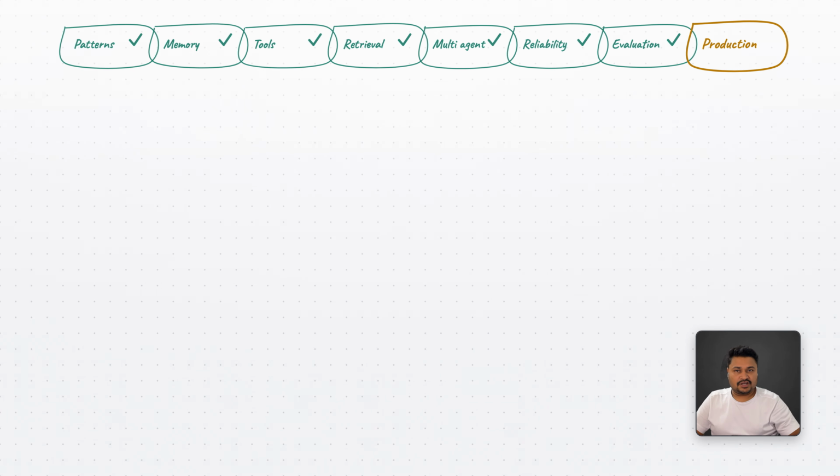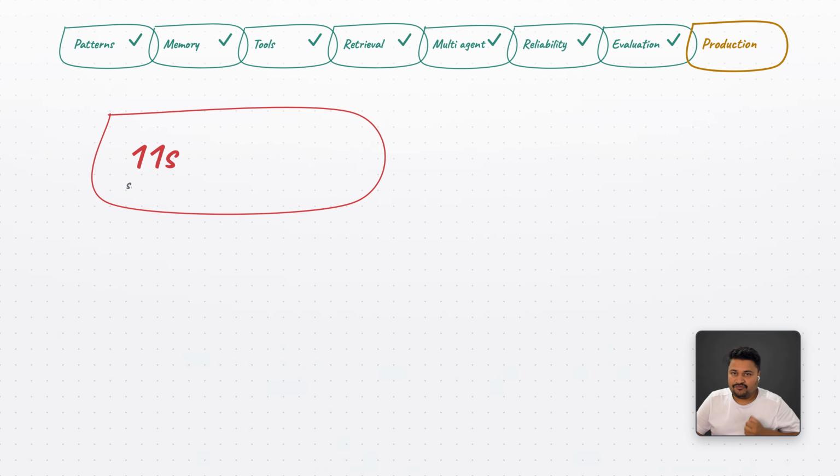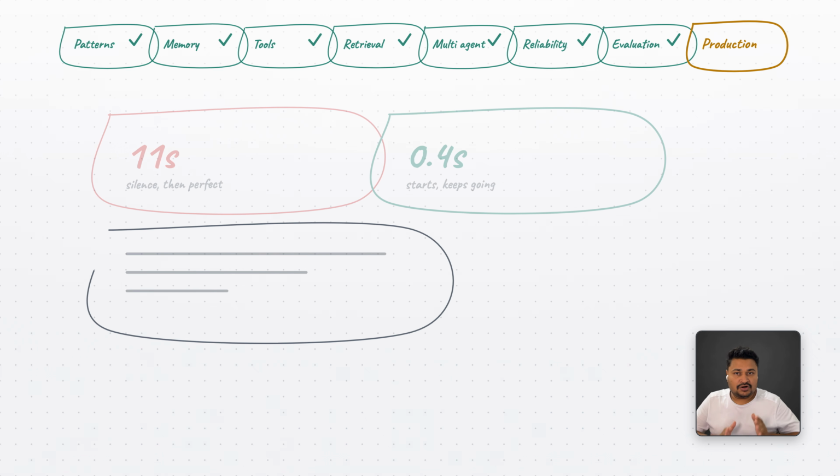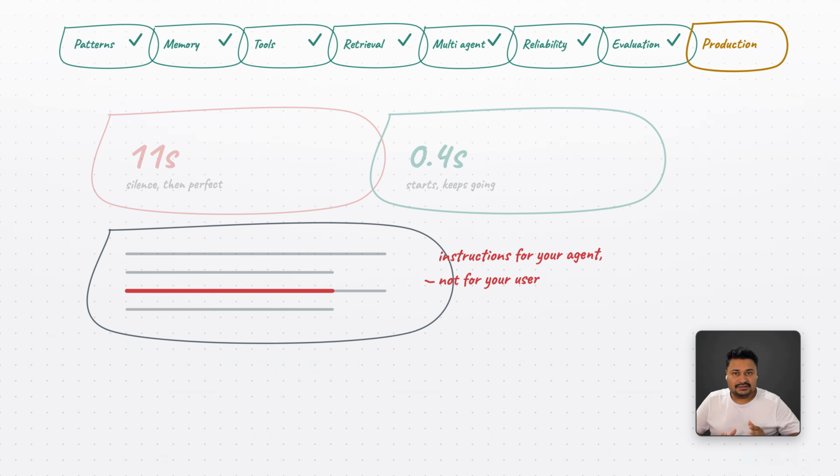Part 8, production. The grab bag. Everything you need once real people are using it. A perfect answer after 11 silent seconds loses to a half answer that starts in under one. That's streaming. Then security. Your agent reads web pages, documents, and emails, and any of them can carry instructions aimed at it. That's prompt injection, top of the OWASP list.